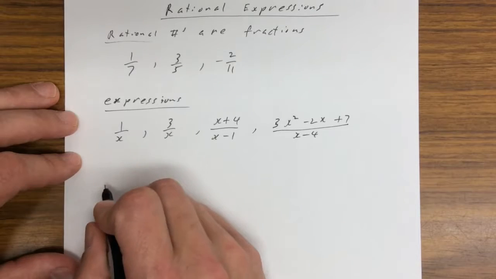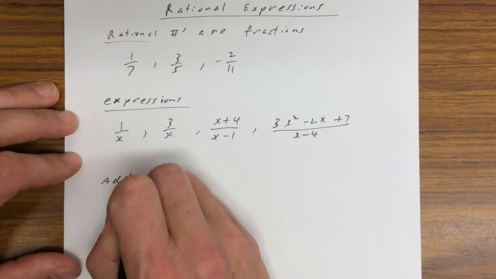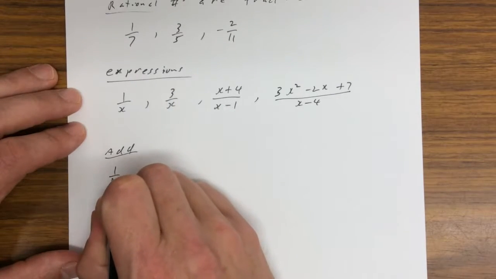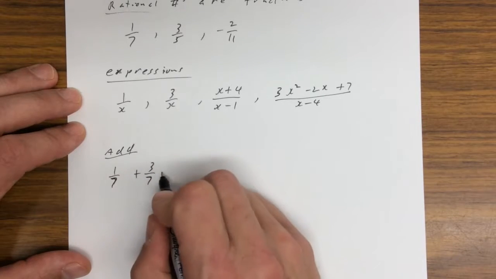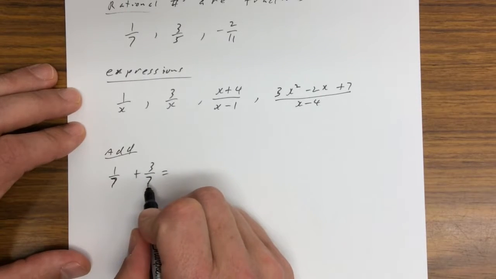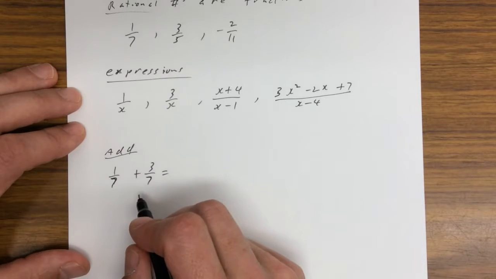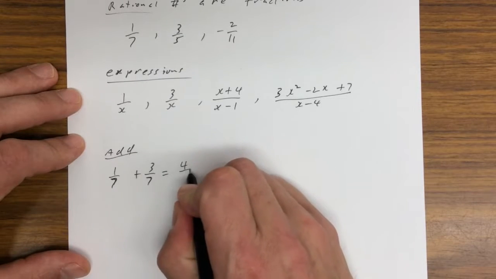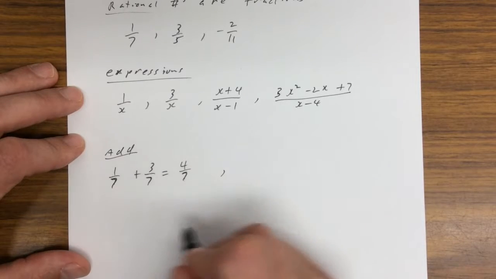Let's do adding. How do we add rational numbers? Let's take a look at that. So 1/7 plus 3/7. Well, we've got a common denominator, so if we've got two things divided up into 7 pieces and you've got 1 of them here and 3 of them there, then you'd have 4 in total, so 4/7. So that's when the denominator is the same.